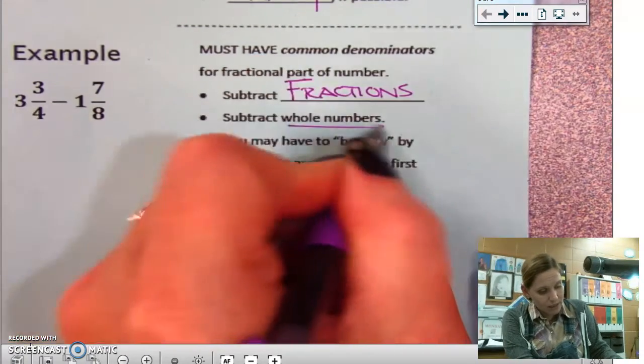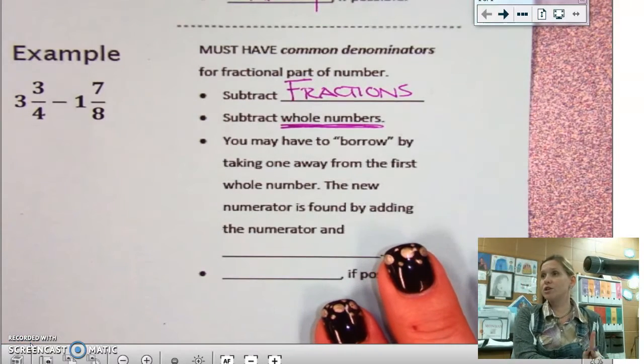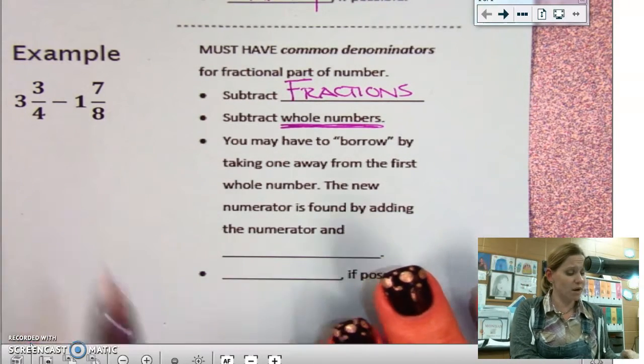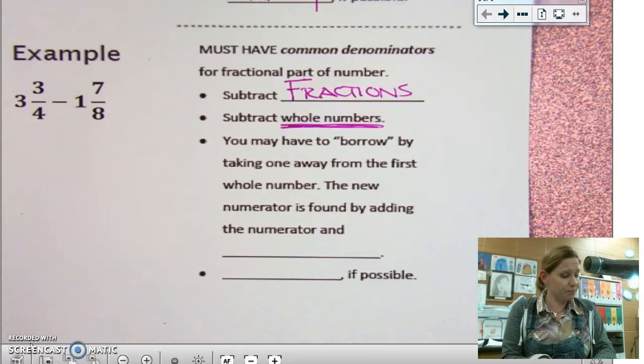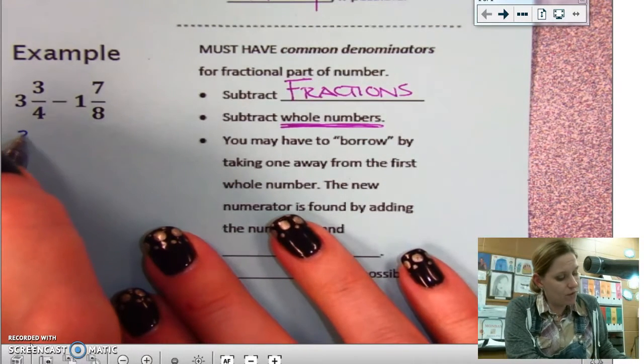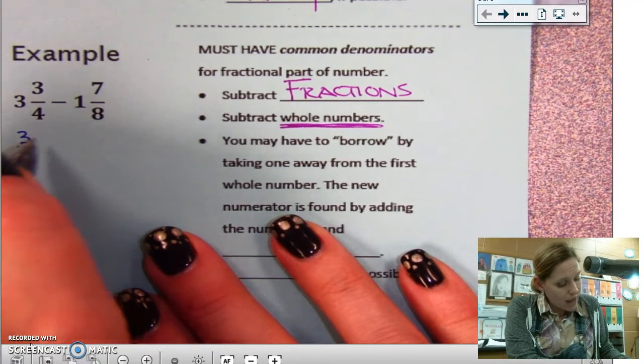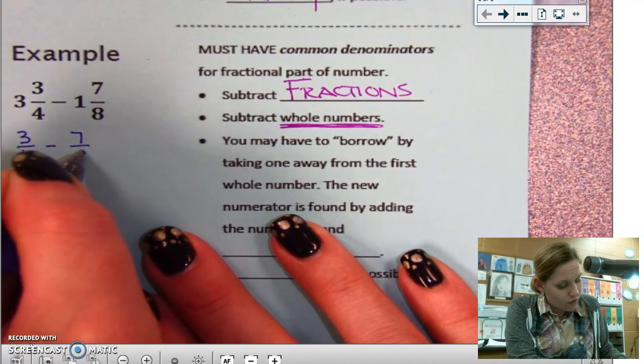And then we subtract the whole numbers. Make sure you underline that. So let's go ahead and take a look at our fractions. And I'm going to pull my fraction out. I have 3 over 4. And we're going to subtract that from 7 over 8.